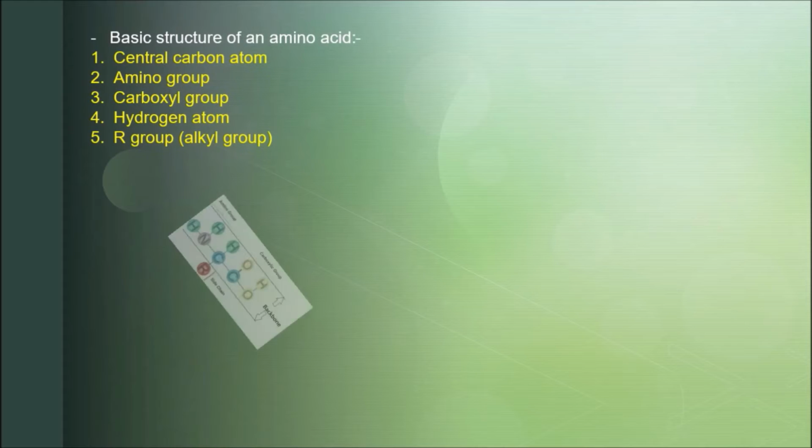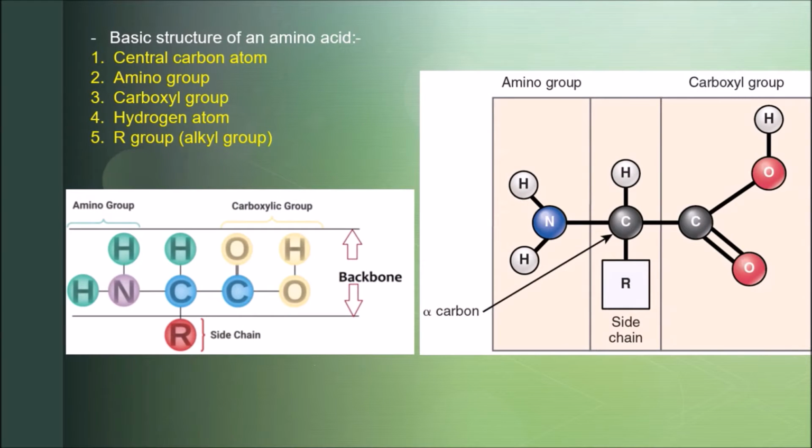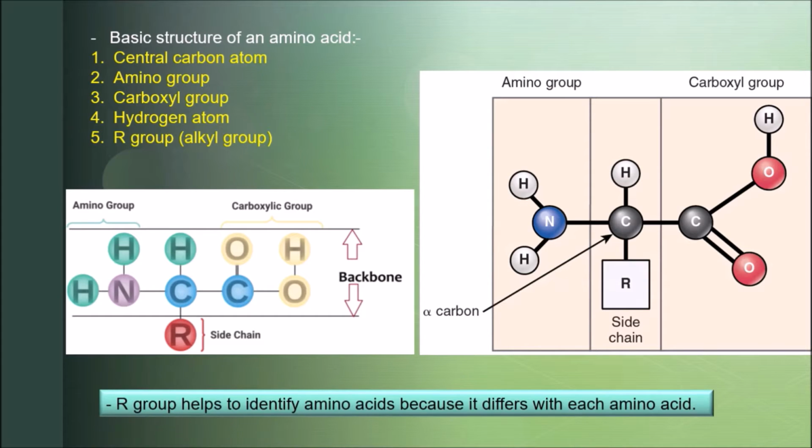All amino acids have a basic structure which is composed of a central carbon atom, an amino group, a carboxyl group, a hydrogen atom, and a variable group symbolized by capital R. The R group is also called the alkyl group. It determines the identity of the amino acid. The R group is also called the side chain, and differs with each amino acid, whereas the other groups are in the backbone, including the hydrogen atom.